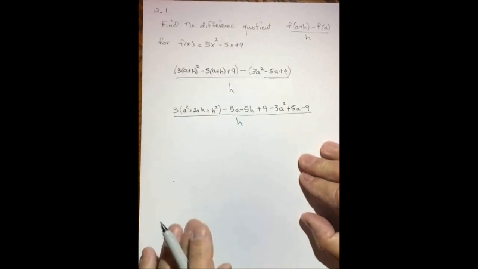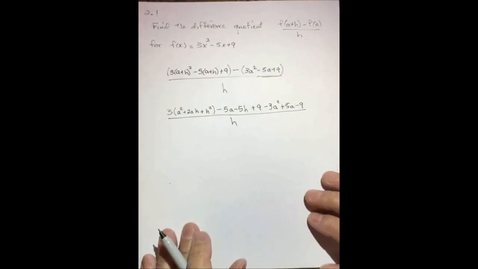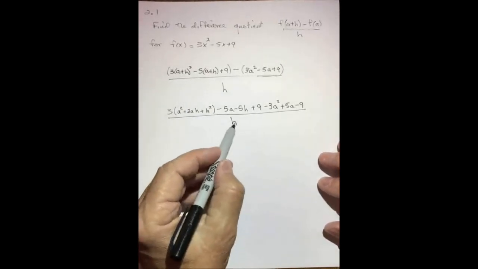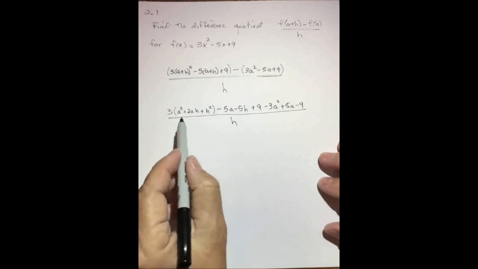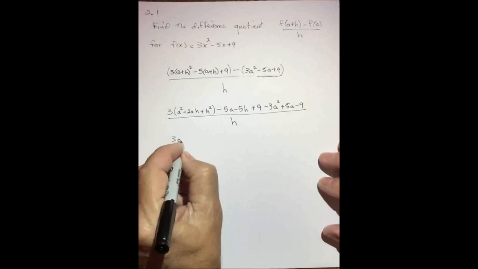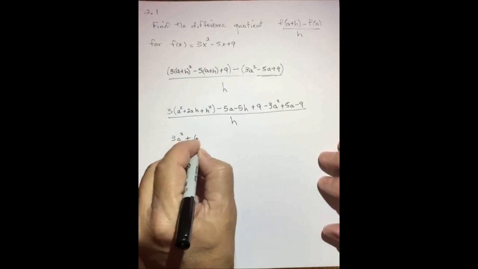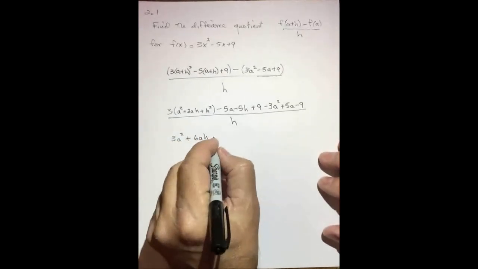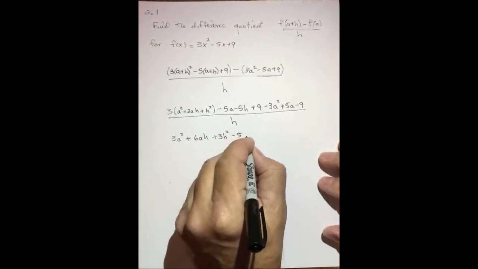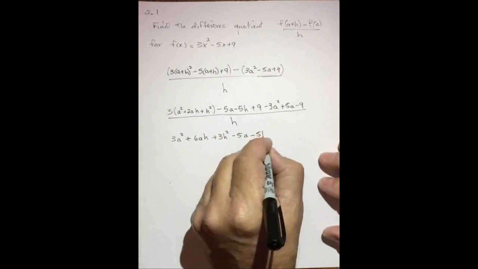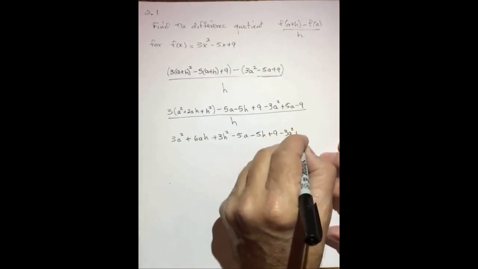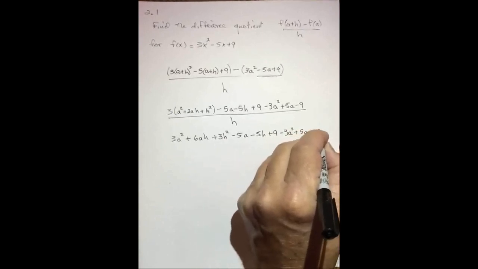Now, if you paid attention in class, you know what must happen. If we do the algebra correctly, we're going to be able to cancel this h down here. So let's go ahead and multiply 3 by the 3. That gives us 3a squared, 6a times h, 3h squared, minus 5a, minus 5h, plus 9, minus 3a squared, plus 5a, minus 9.